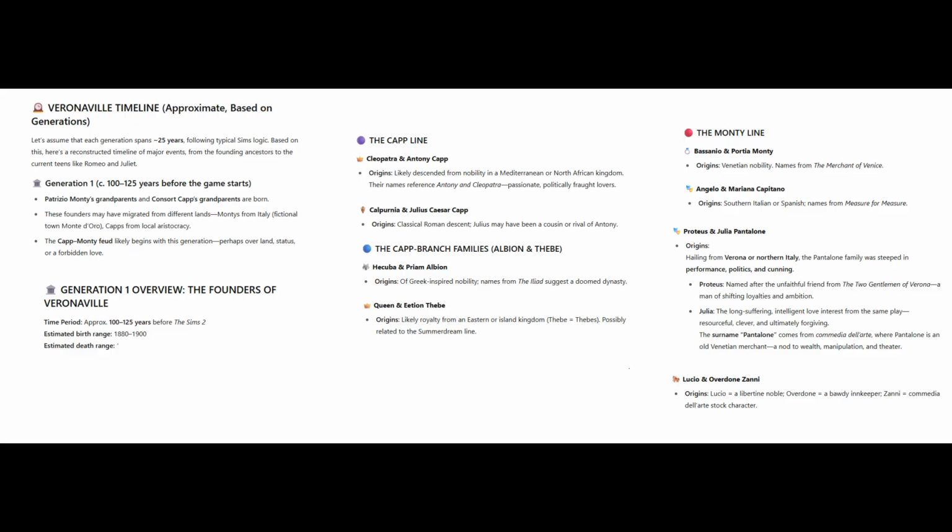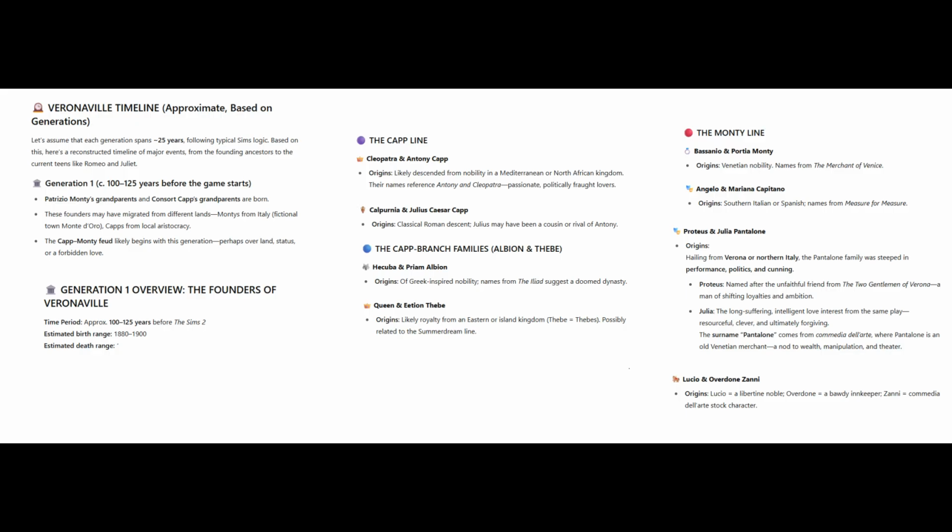So here is what ChatGPT gave me when I asked it to go into further detail regarding the first generation, or the founding 8 families. It has their estimated birth dates at around 1880 to 1900, which makes sense. The Capps line, so this is Cleopatra and Antony Capps. They're likely descended from nobility from the Mediterranean or North Africa, obviously based off of Antony and Cleopatra.